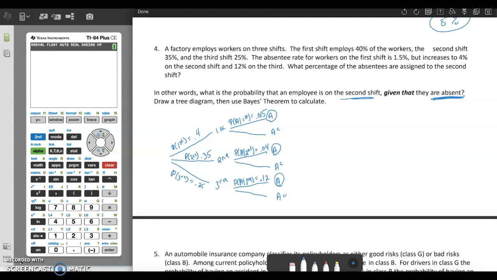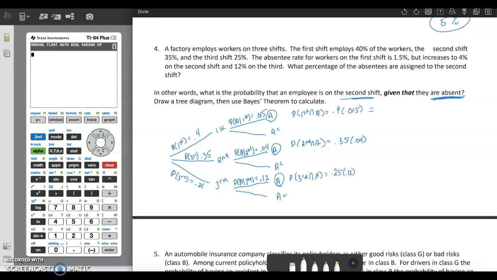So let's go ahead and multiply them out. The probability of being on the first shift and being absent is 0.4 times 0.015. I'm not going to actually multiply that out yet, I'm just going to set it up. The probability of being on the second shift and being absent is 0.35 times 0.04. And the probability of being on the third shift and absent is 0.25 times 0.12.